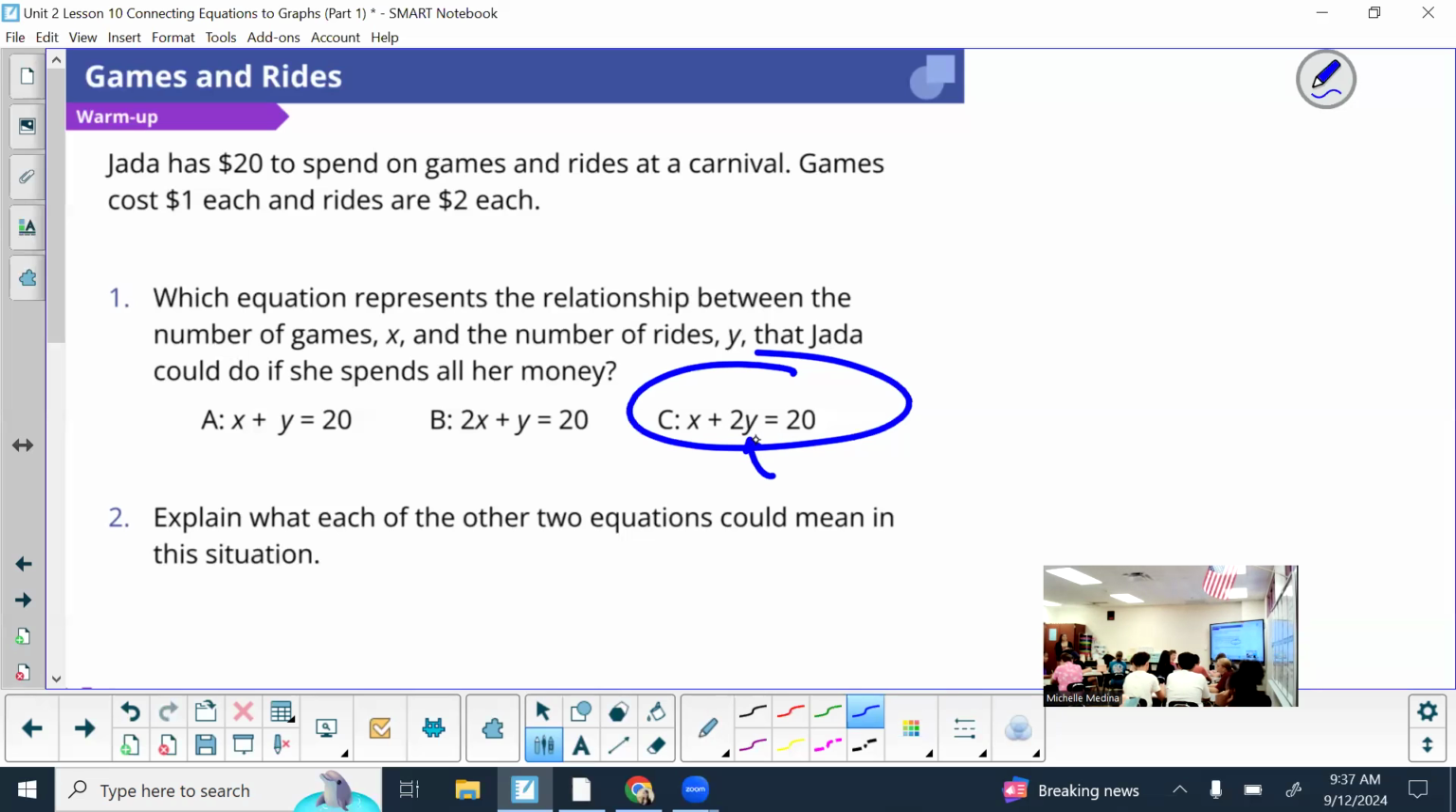Okay, so I'm gonna pause you right there. So Y alone tells me what about the situation? Brayden, what did you say? So the Y alone doesn't tell me that they're $2 each. The Y is the number of rides, how many rides you go on. The $2 is how much those rides cost.